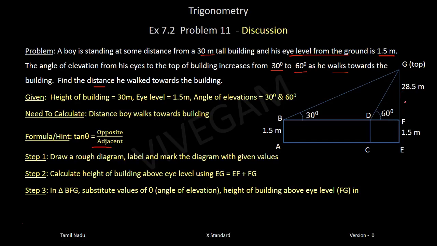Next, in the triangle BFG, substitute the value of theta, which is 30 degrees, and the height of the building, which is 28.5 meters above the eye level. In the formula, tan theta equals opposite by adjacent, that is FG by FB. So tan 30 will be equal to FG, which is 28.5, divided by BF. So this is known, this is known, this is the only unknown. We will be able to calculate BF.